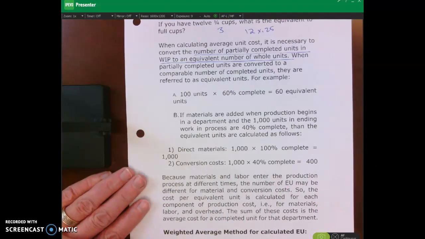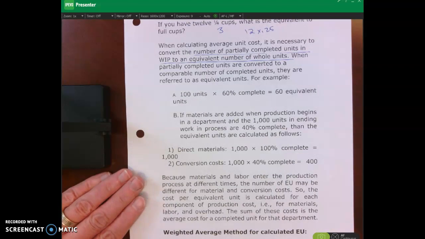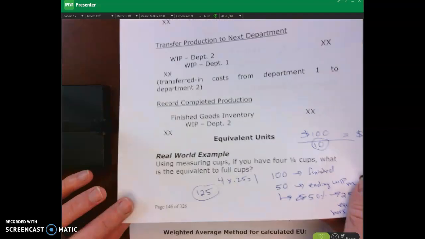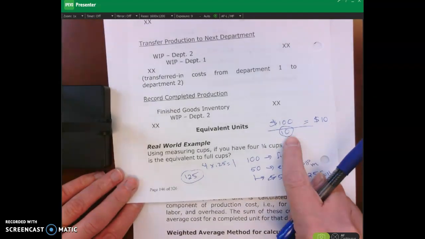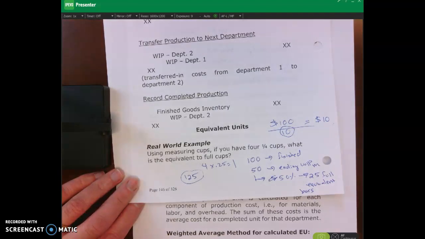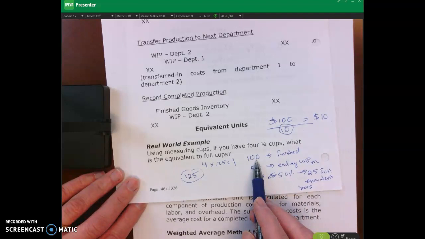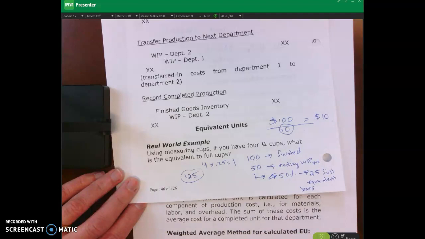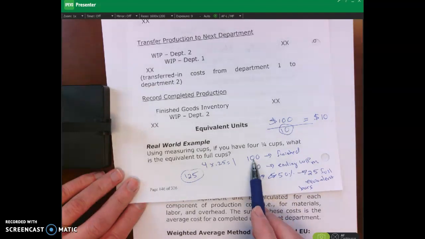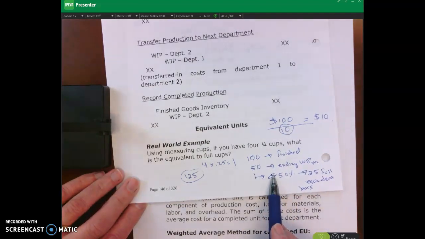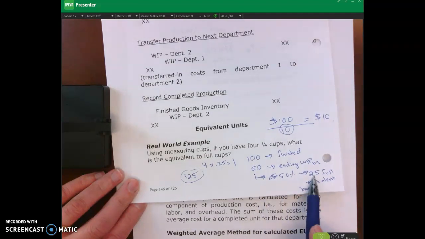We need to do that to calculate our average unit cost, because that becomes part of our denominator. And look over here, when we're calculating our average unit cost for process costing, it is going to be equal to the number of units that are completely done, and when they're completely done, they're either moved to finished goods or to the next work in process department. So it's going to be equal to the number of units that are completely done plus the number of equivalent full units in ending WIP.